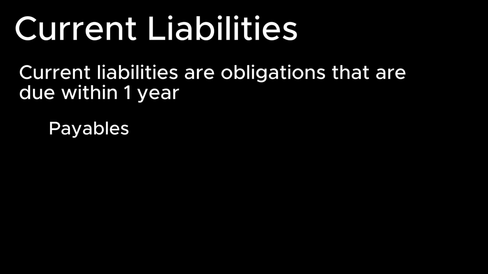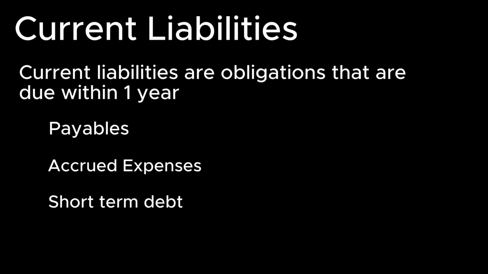Now on the other side, current liabilities are obligations that are due within 1 year. These include payables, accrued expenses, short-term debt, and the current portion of long-term debt. The 1-year cutoff is conventional. It's a proxy for soon enough to matter.